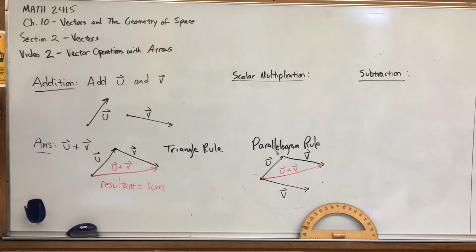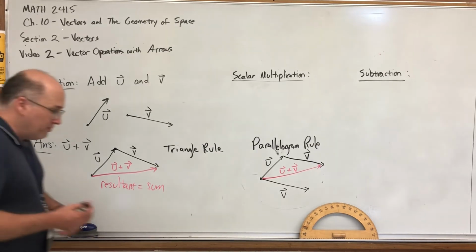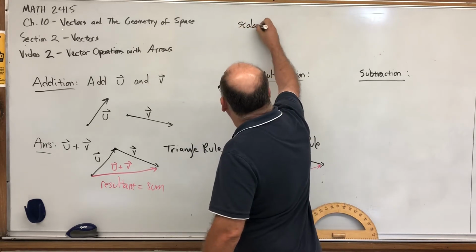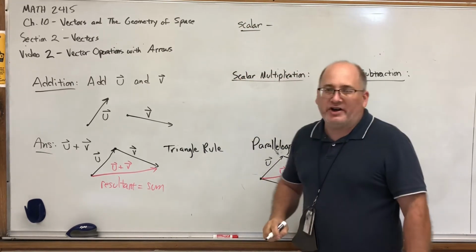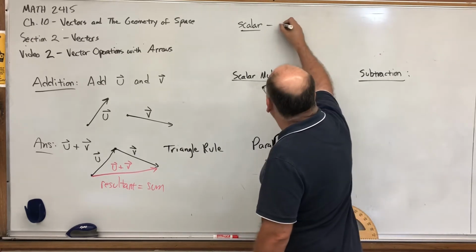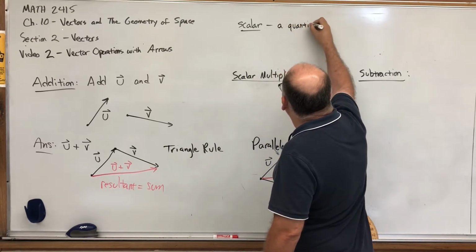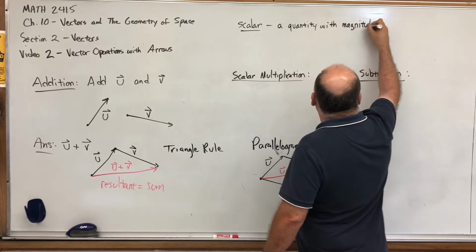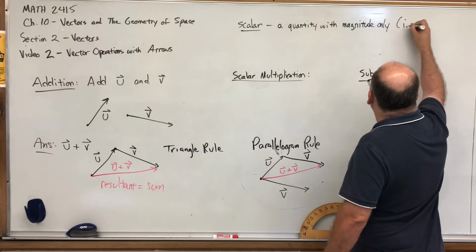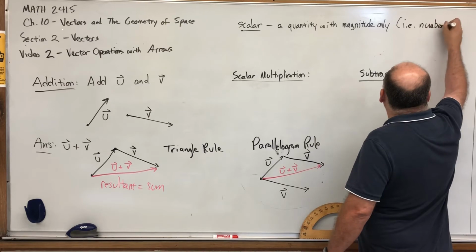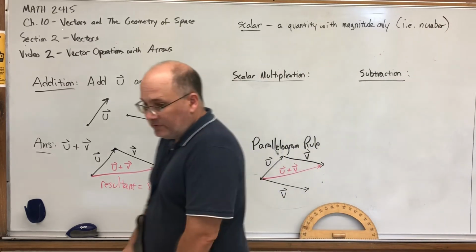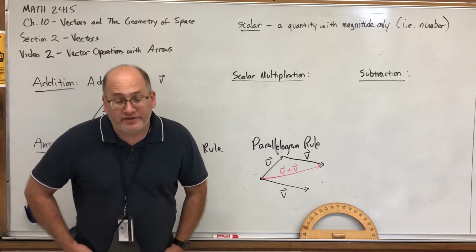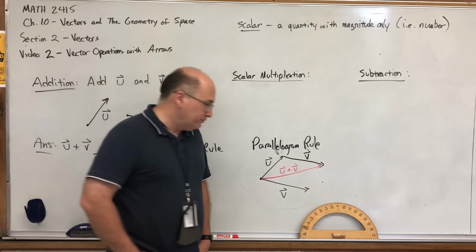The other vector operation we're going to talk about is called scalar multiplication, but in order to talk about it, I have to define what I mean by a scalar. A scalar, to contrast it with a vector, which is a quantity with both magnitude and direction, is a quantity with magnitude only. In other words, it's a number, but no certain direction. For example, 5 miles is a scalar. 5 miles north is a vector, because it has magnitude and direction.